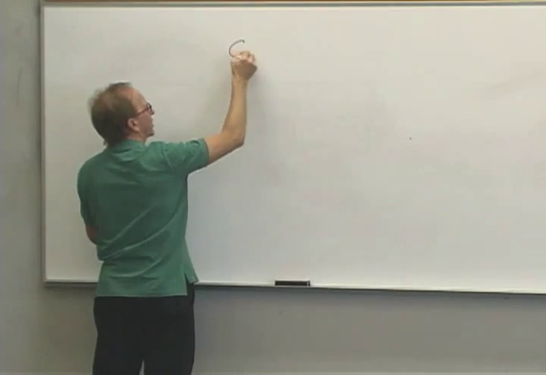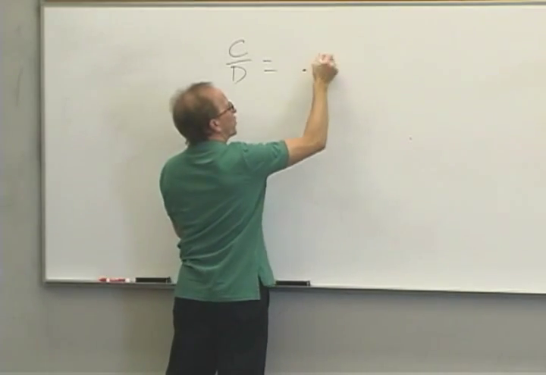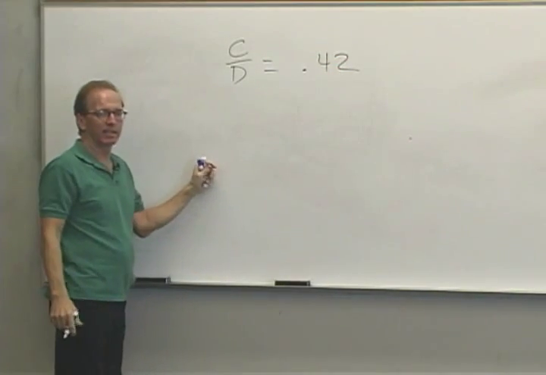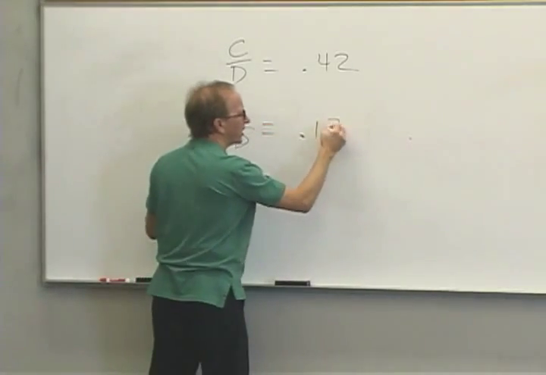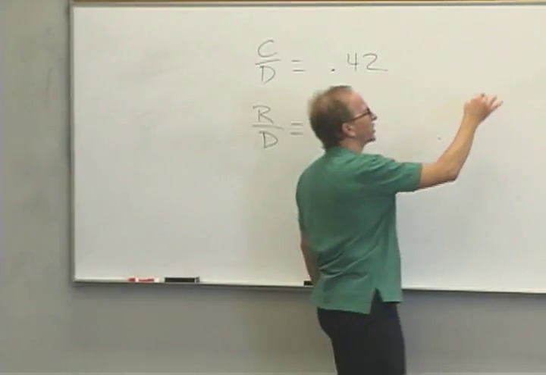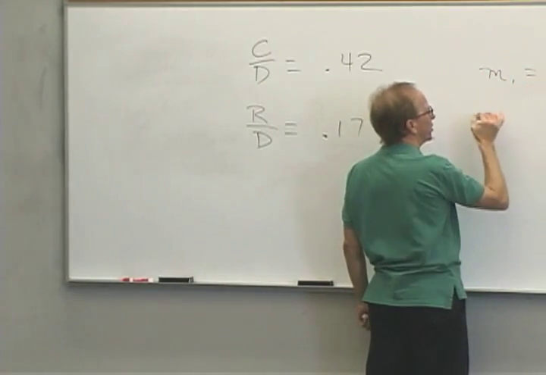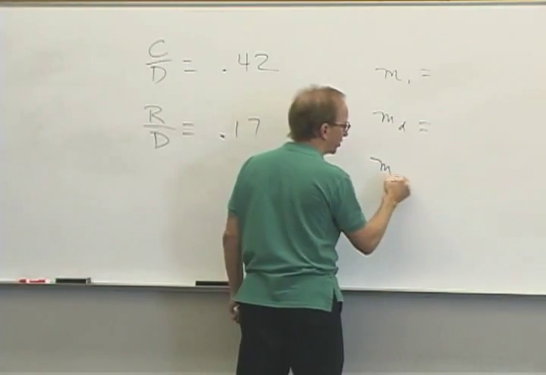Let's let the currency deposit ratio equal, I don't know, 0.42. Let's let the reserve deposit ratio equal 0.17. Now you should be able to calculate three multipliers for me: the M1 multiplier, the checking deposit multiplier, and the currency multiplier.